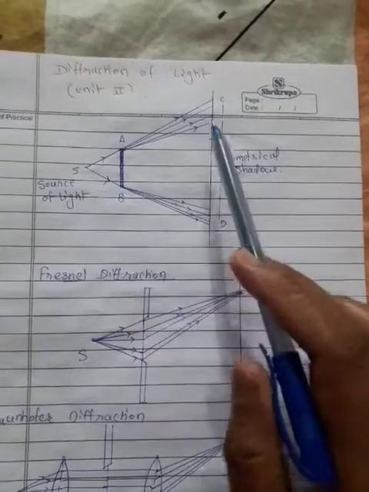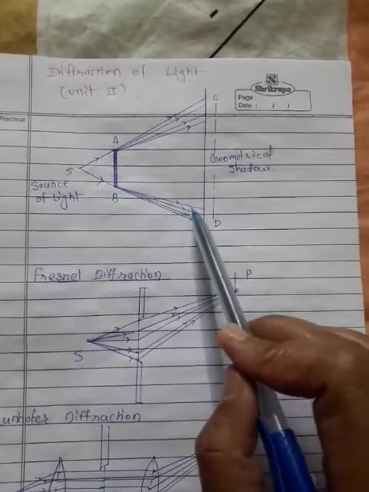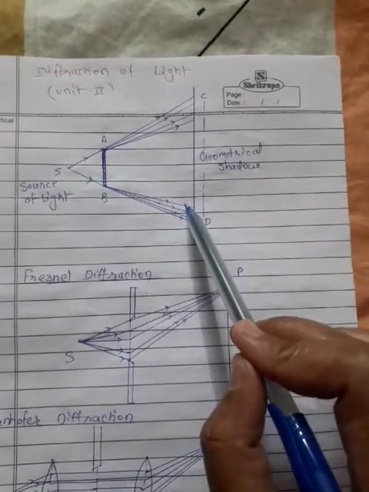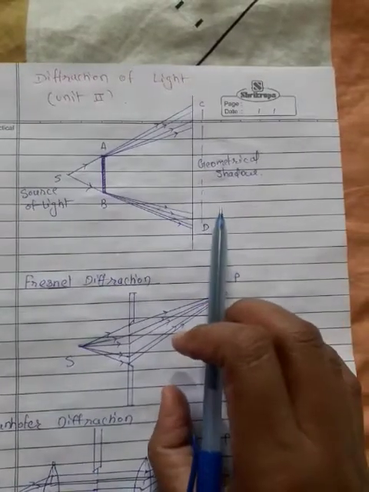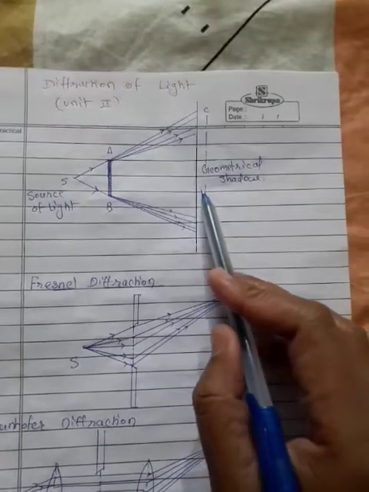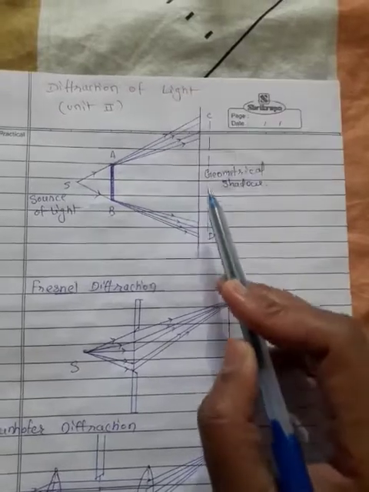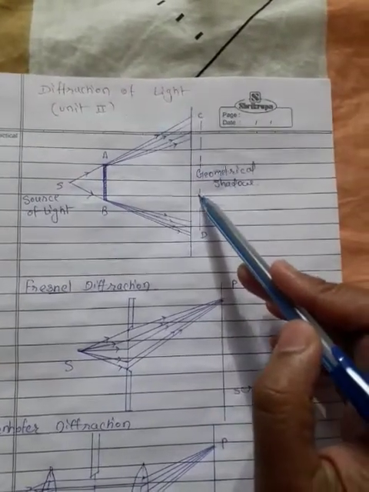The region CD on the screen is termed the geometrical shadow. This is the screen. Due to the bending at the edge, some light can reach the point just below C and just above D. Hence the intensity does not fall to 0 just below C and above D on this screen.